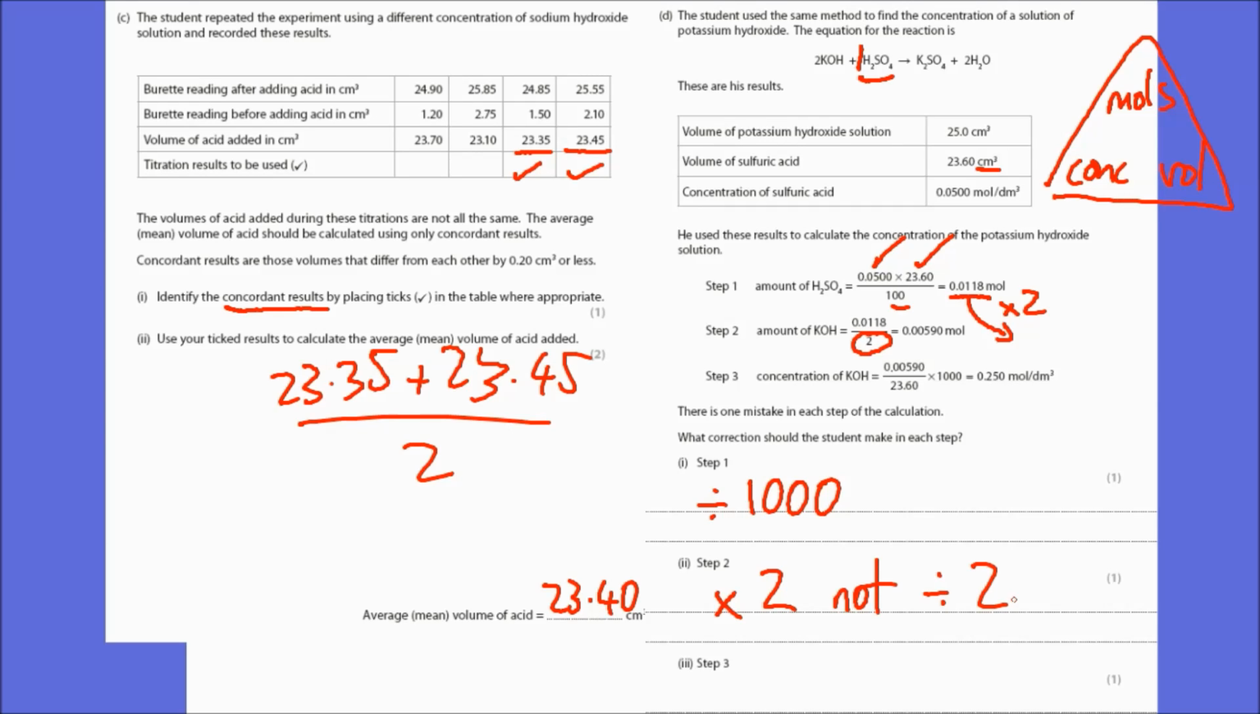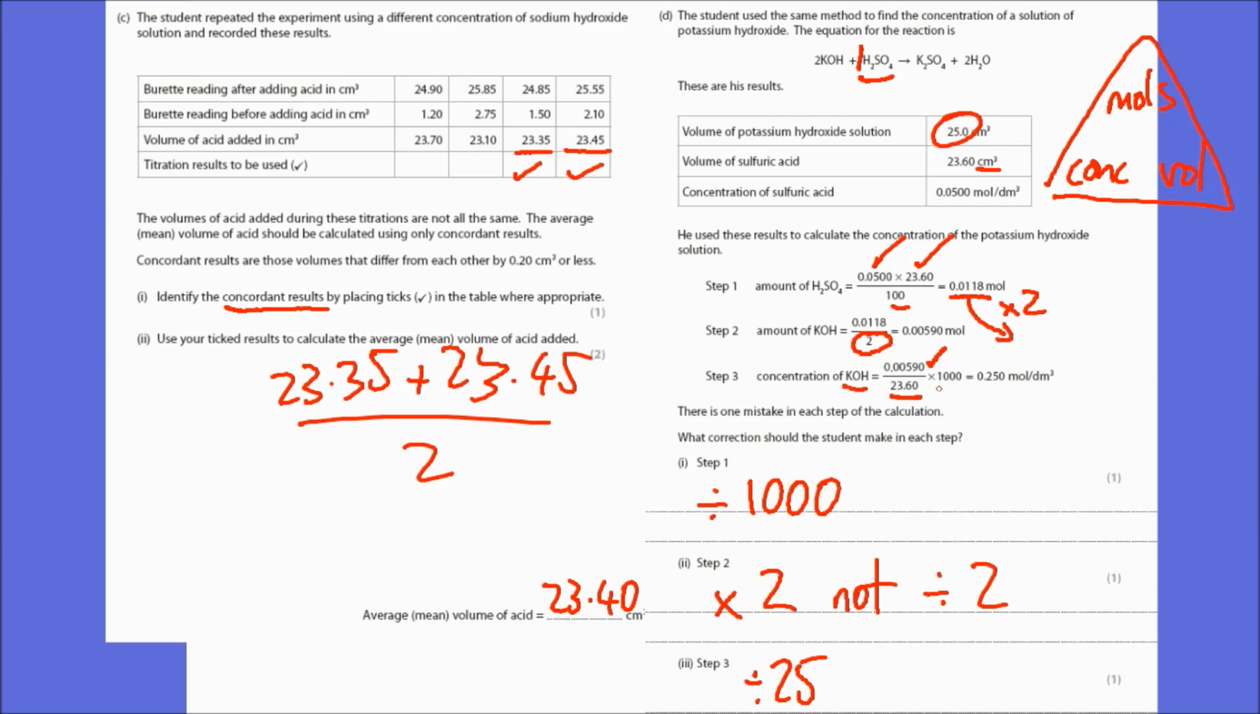Which brings us on to the final stage, possibly the most difficult bit of this question. They're working out now the concentration of potassium hydroxide. And if you use your triangle, you can see that concentration is moles divided by volume. And that's what this candidate has done. They've got the moles, which they worked out earlier, so that's in the right place, and they've divided it by volume. But that should be the volume of potassium hydroxide. The volume of potassium hydroxide used is 25, not 23.60. So the mistake is that it should be divide it by 25.